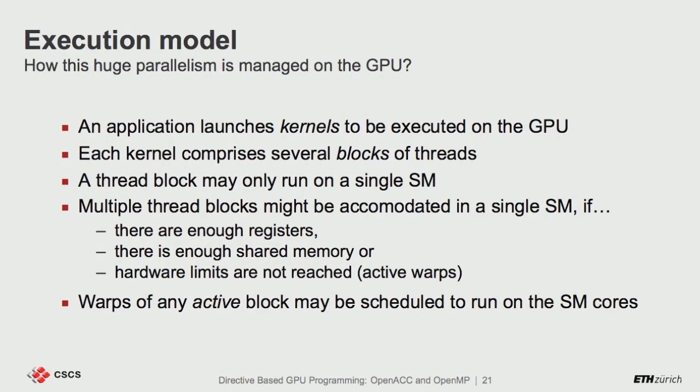So let's see how this huge parallelism of the GPU is managed. As I said, an application launches kernels, which is basically the code that executes on the GPU. And each kernel comprises several blocks of threads. When you write a kernel, you should think a bit in parallel. For example, a for loop could be split, I mean, each iteration could be a different thread doing work. And so you end up having thousands of threads.